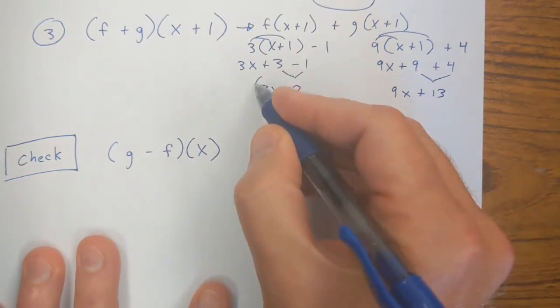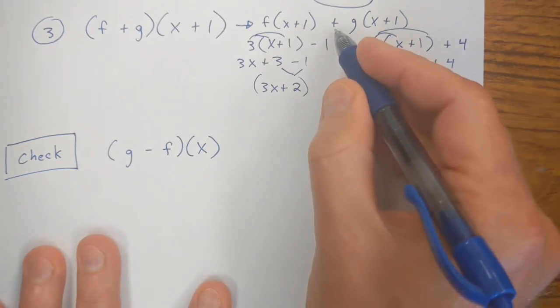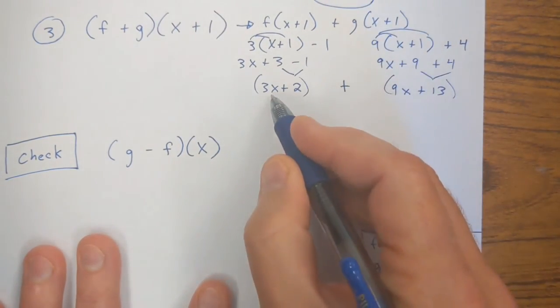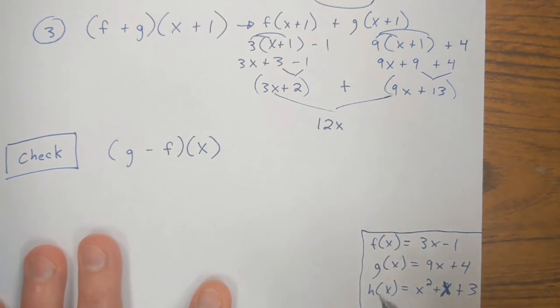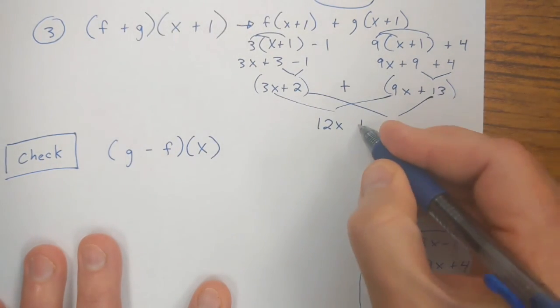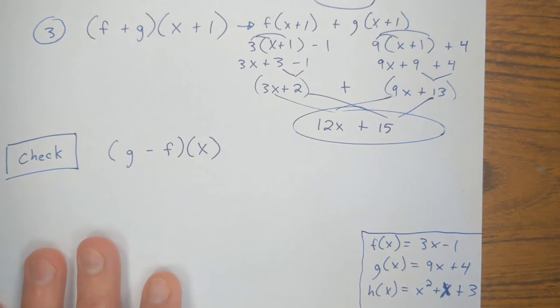Now, I've worked these out separately. Now, the instructions say the operation is to add them together. I can add a 3x plus a 9x. That becomes a 12x. I can add a 2 plus a 13. That becomes a 15. Final answer, 12x plus 15.